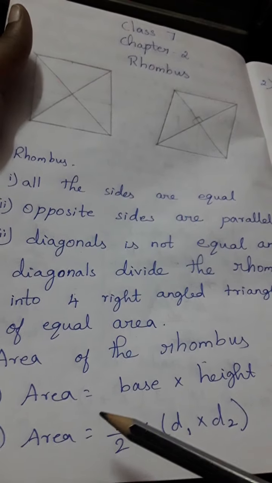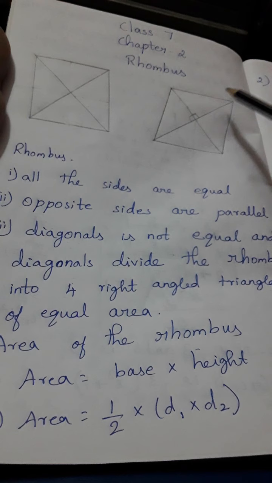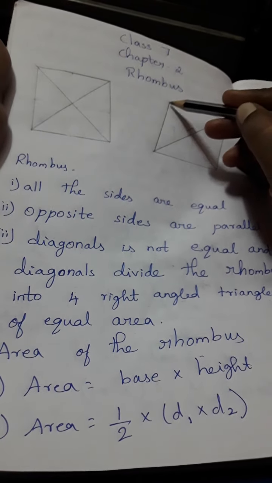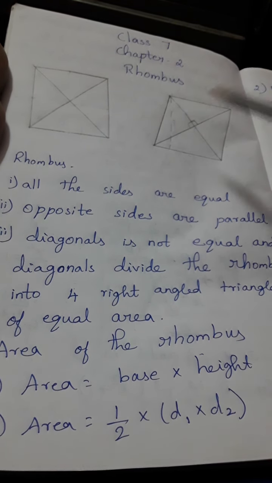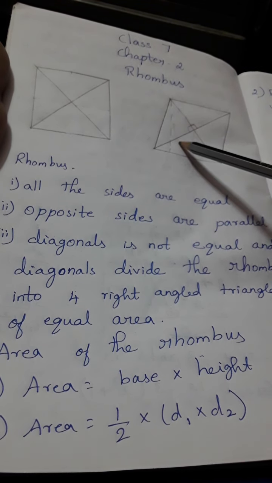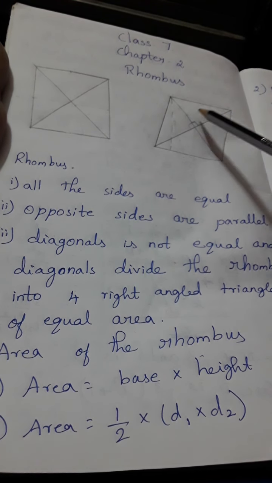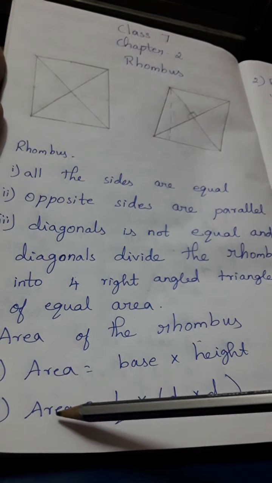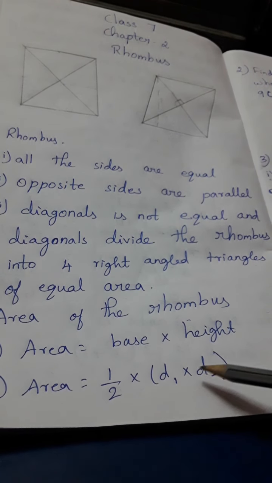So we will see the area of the rhombus. The area of the rhombus is the same as a parallelogram: base into height. But sometimes they do not give base and height, they give only diagonals. If they give diagonals, we have another formula for the rhombus. The area of the rhombus is equal to half into d1 into d2.